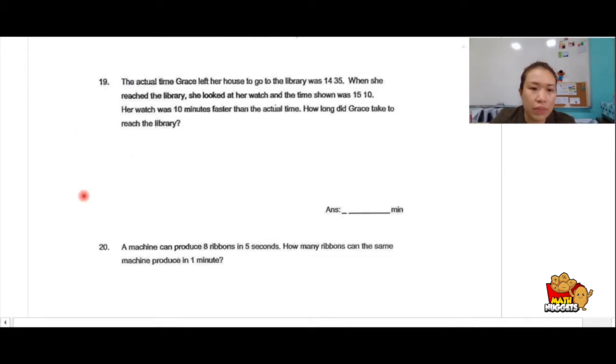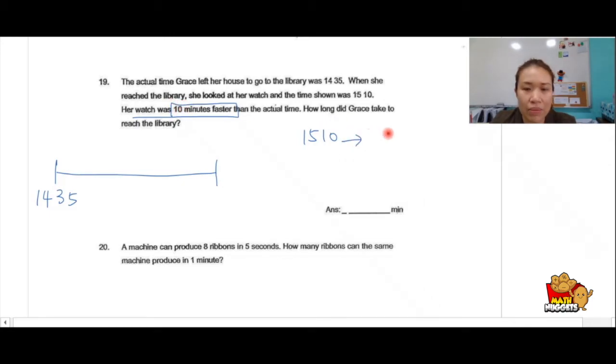Okay, so let me draw the timeline for question 19. So Grace left her house to go to the library. The actual time was 14:35. When she reached the library, she looked at her watch. The time shown was 15:10. However, her watch was 10 minutes fast. If the watch was 10 minutes fast, it means the actual time is behind. So this is the actual time when she reached the library, 15:00. So how long did she take to reach the library? From 14:35 to 15:00, that is 25 minutes.